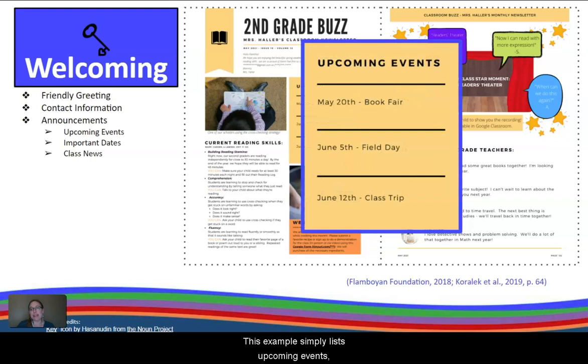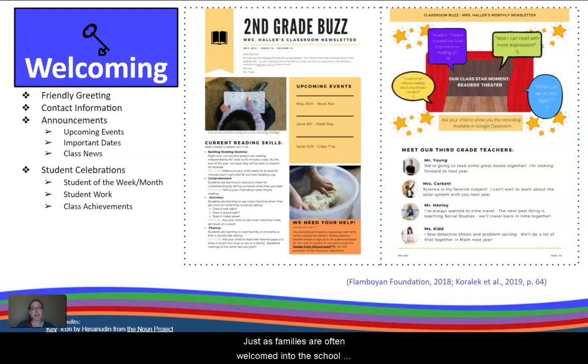This example simply lists upcoming events, but you could also include reminders about those events, such as what to bring or how to RSVP, etc. Just as families are often welcomed into the school building to celebrate students, we can make space to do so in our newsletter. This could be done through class awards, such as Student of the Week or Month.